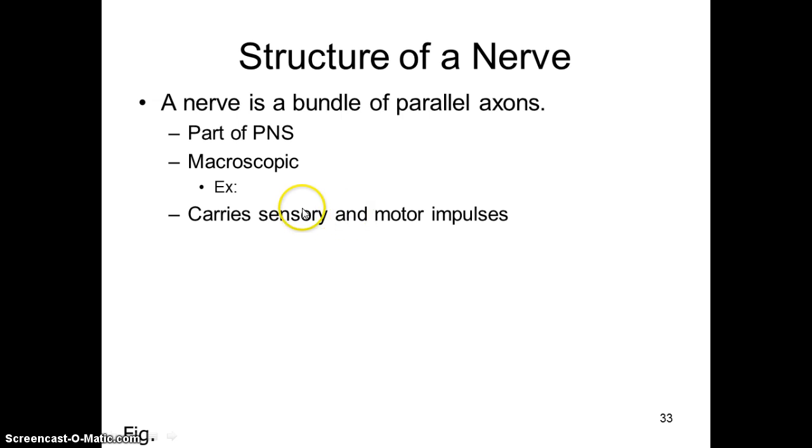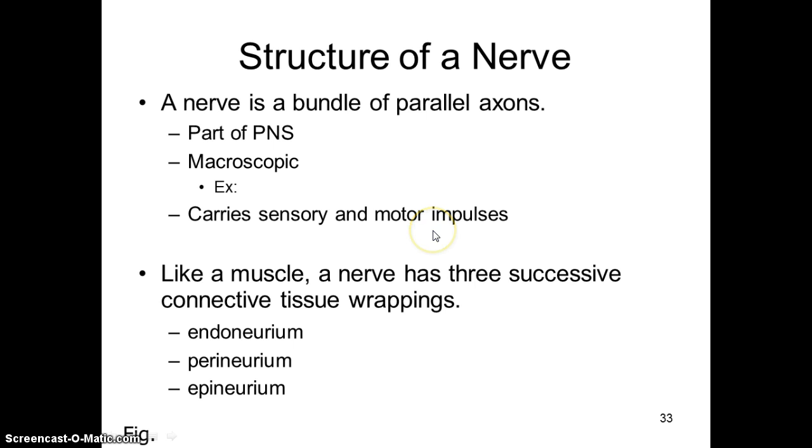Because these are bundles of axons, they carry both sensory and motor impulses. So think of it, remember, as a cable full of individual wires, and each of those wires is an axon, some of which belong to sensory neurons and some of which belong to motor neurons. So we'll have two-way transmission of impulses.